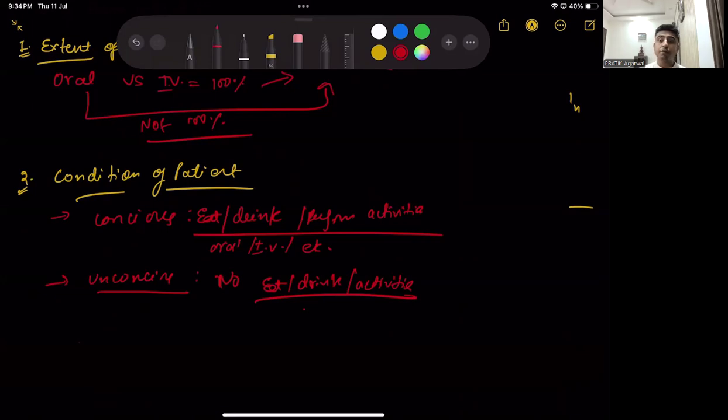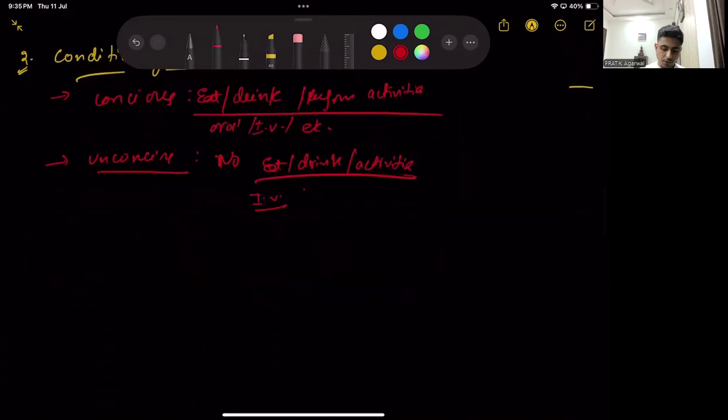So in that case, we choose a route which doesn't need any patient activity or help during administration. That is the IV route, because we are directly injecting into the blood, and through involuntary muscle contractions and the flow of blood, the drug will show its action and treat the patient. Apart from unconsciousness, we select this route when the patient is vomiting, because during vomiting the patient will take the drug.